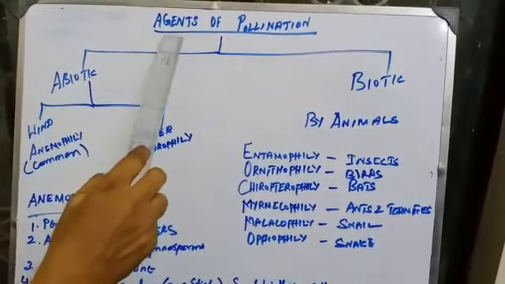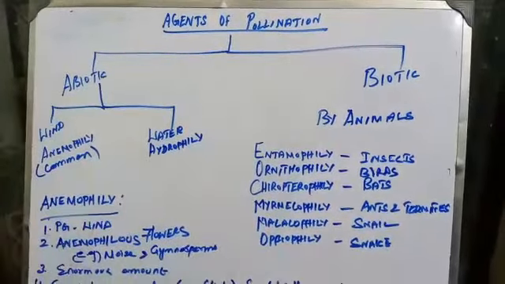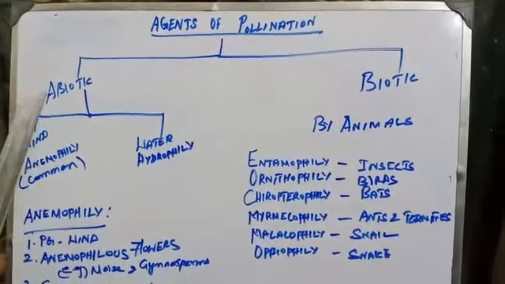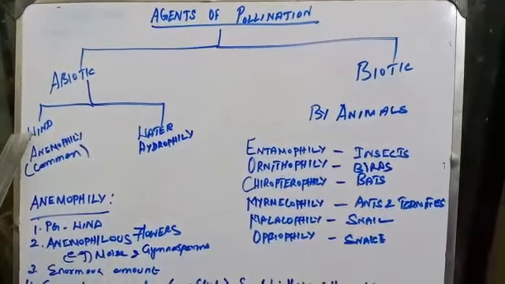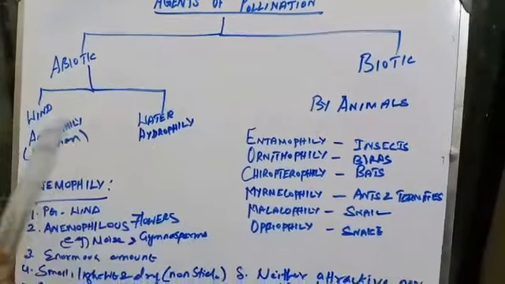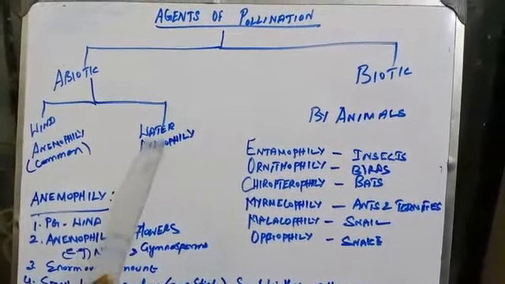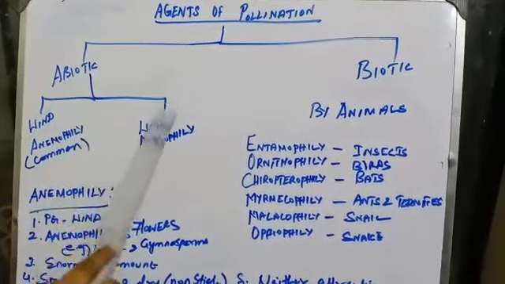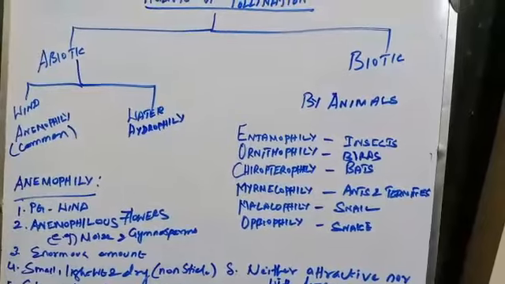Next one, we'll see agents of pollination. There are two agents, abiotic and biotic. Abiotic, again it is classified into two types, by wind and by water. By wind it is called anemophily, by water it is called hydrophily. Among the abiotic pollination, wind is the most common pollination.